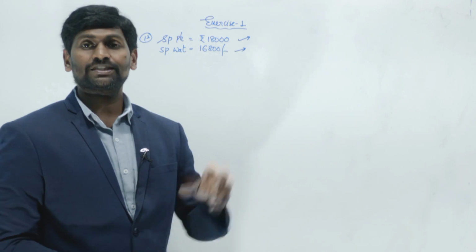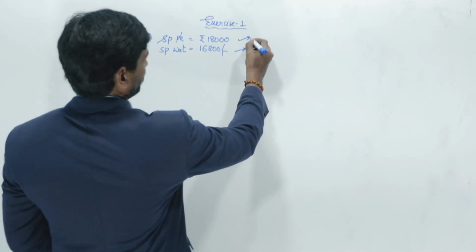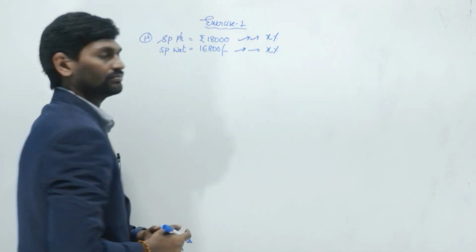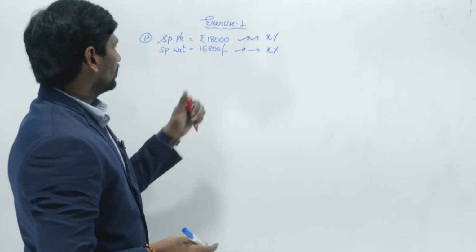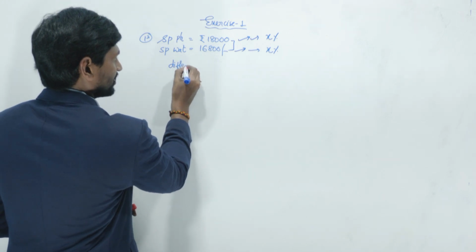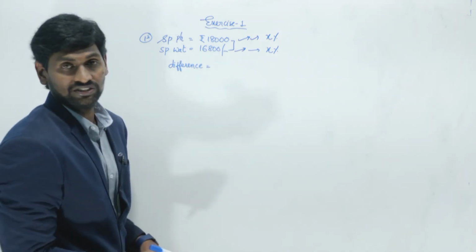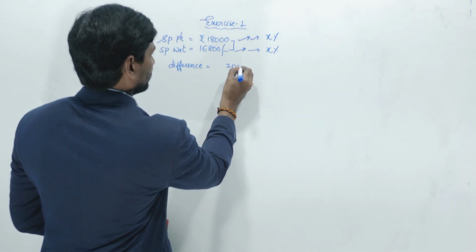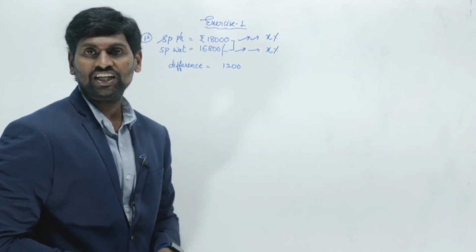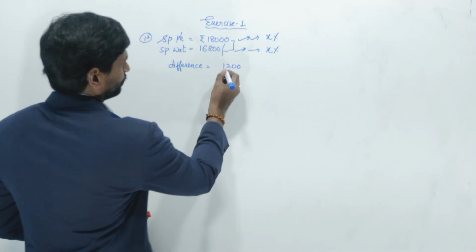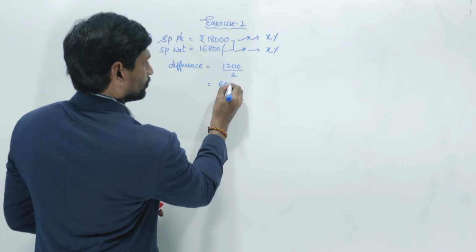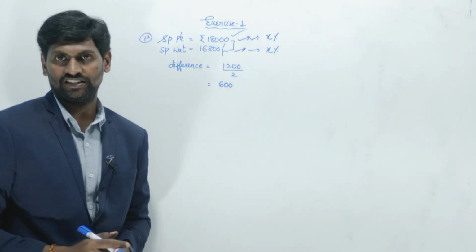Let us consider X% profit. Here he made a profit of X%, here he made a loss of X%. Let us try to identify the difference between them. The difference is 1200 rupees. This 1200 rupees I am dividing equally, because the same profit and loss is there. So 600 rupees profit here, 600 rupees loss here.